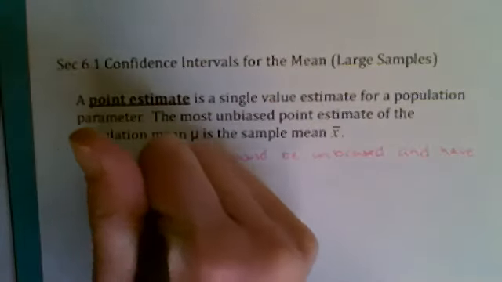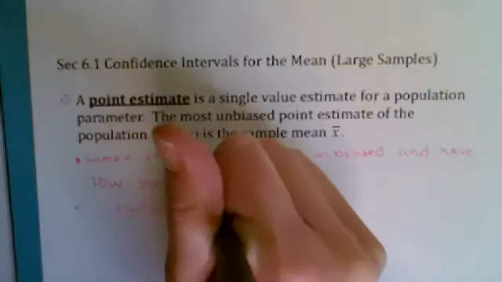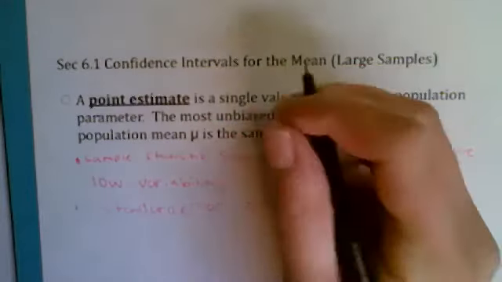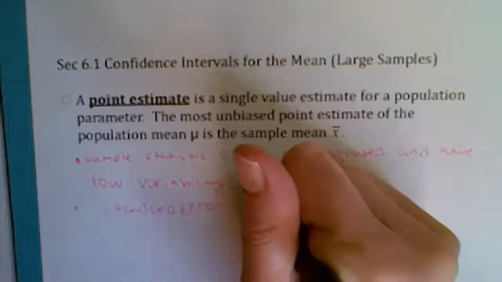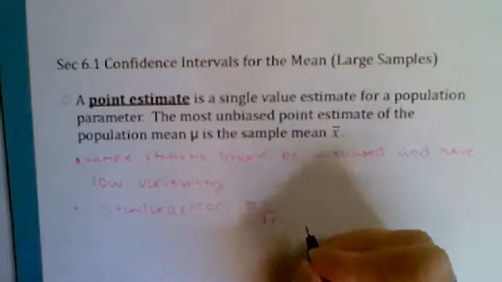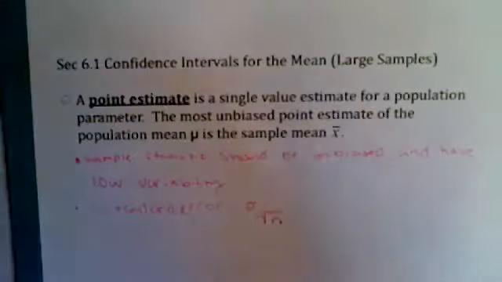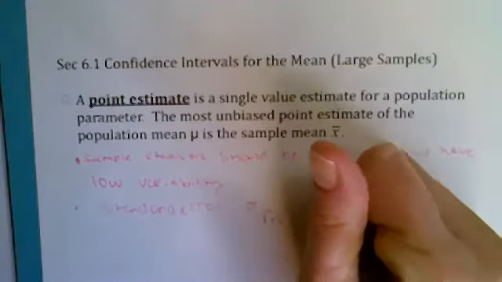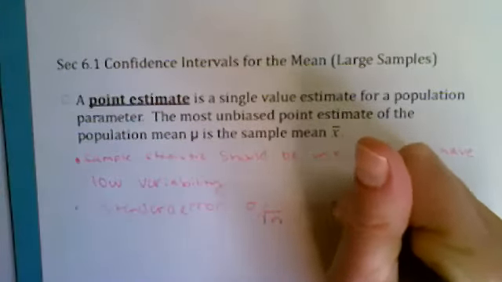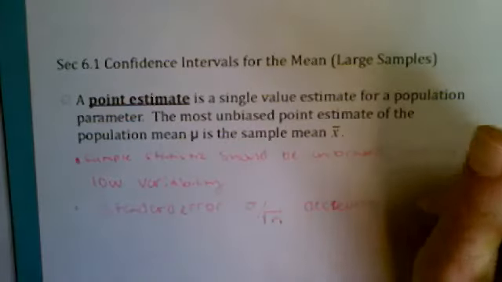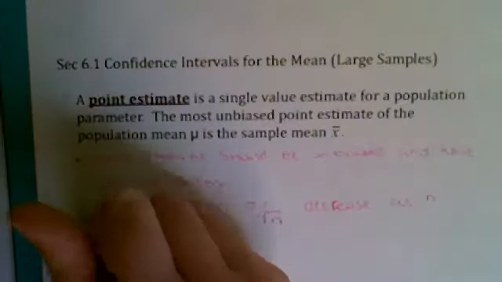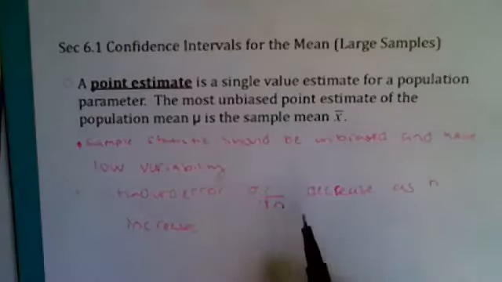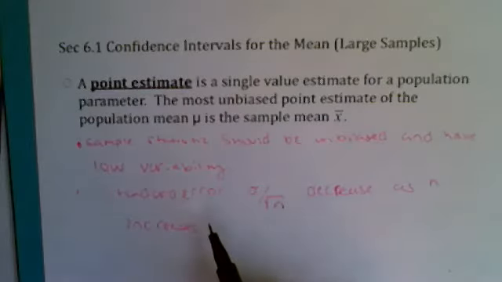The standard error, remember that formula is your sigma divided by the square root of n, where n stands for the number in your sample, is going to decrease as n increases. So what that means for us is the bigger the sample, the lower the standard error.